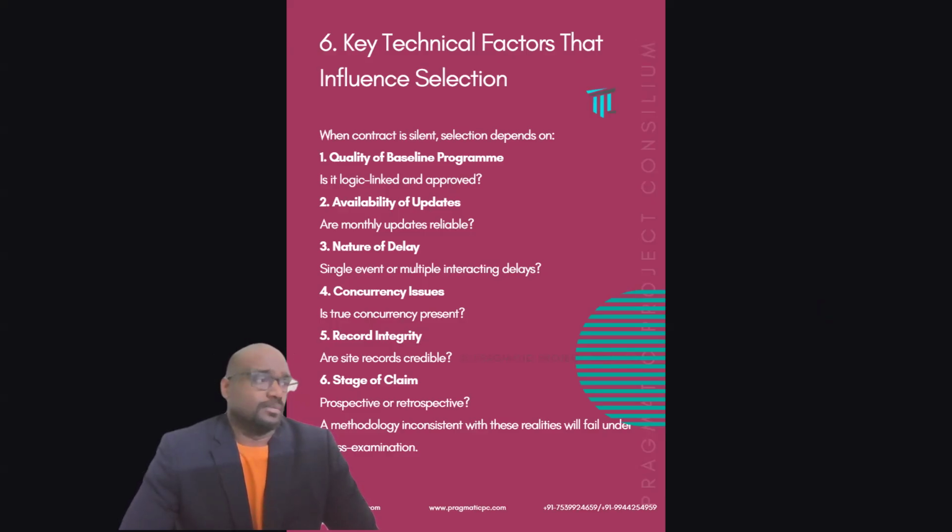Availability of the updates, whether monthly updates or quarterly updates are available. Nature of the delays: single event, or multiple intercepting or interacting delays. Concurrency issues: is true concurrency present? Concurrency is the most difficult part to prove in a delay analysis. Record integrity: are the site records and the backups used for the delay analysis honest and reliable? And stage of the claim: is it prospective or retrospective? A methodology inconsistent with these realities will fail under cross-examination.